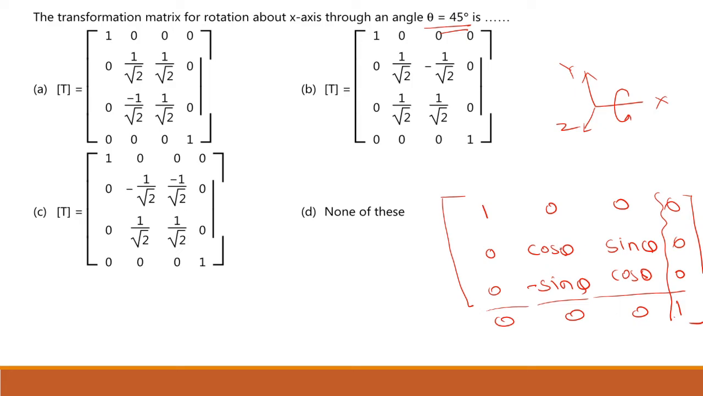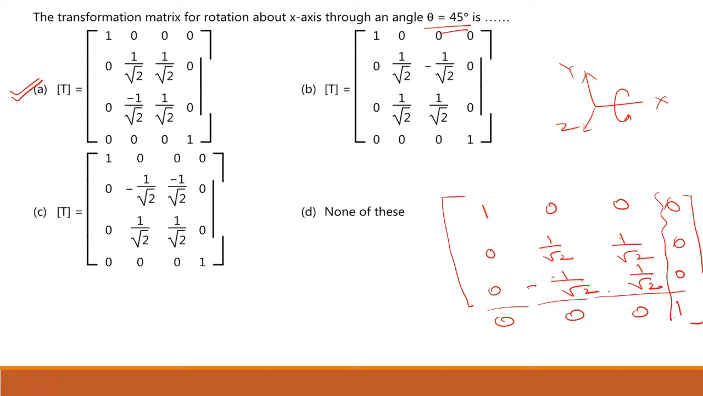So what will be cos 45 degree? Cos 45 degree will be 1 by root 2. तो हमारा ये cos theta 1 by root 2 आएगा. Again sin 45 degree is also 1 by root 2. So this will be 1 by root 2, and this is also 1 by root 2. So which option will be the correct? If you compare all these things, in this case option A will be the correct option.